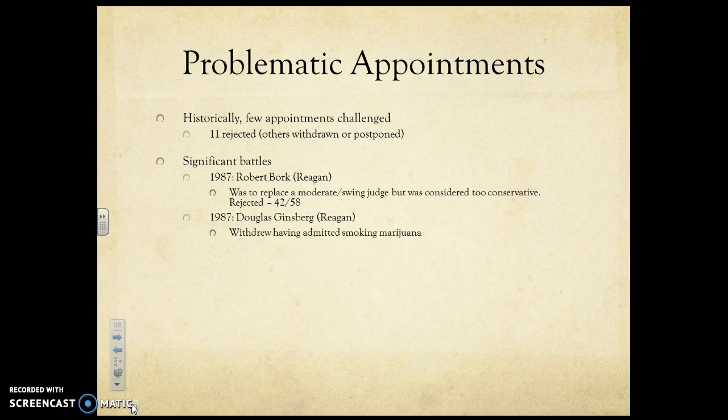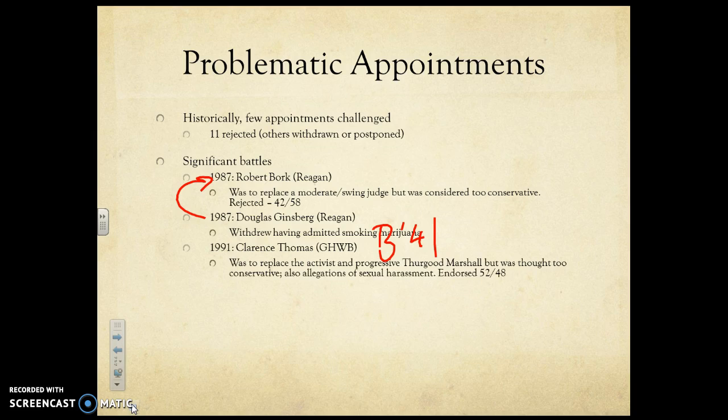Ginsburg withdrew after he admitted having smoked pot at university. Ginsburg, of course, was a last-minute replacement for Bork, so Reagan was really pulling them out of thin air at that point. Next up is Clarence Thomas. This is Bush 41. And he came in and had a right old battle. It was a really filthy battle. He was accused of being too conservative. He was also accused of sexual harassment.